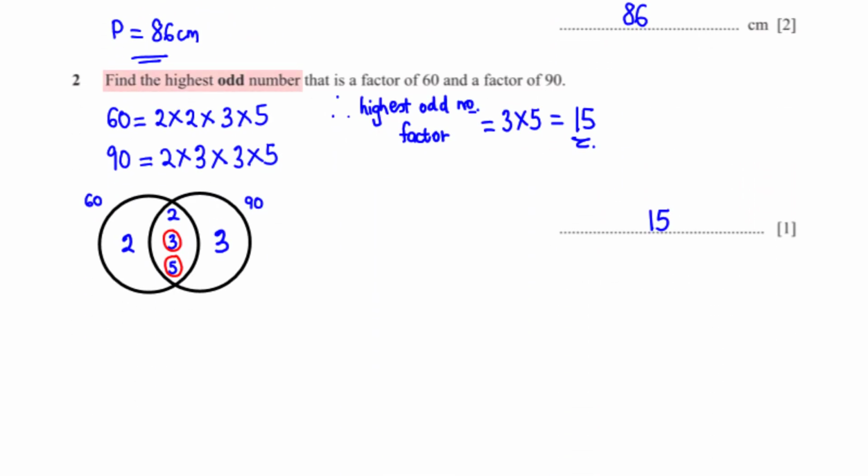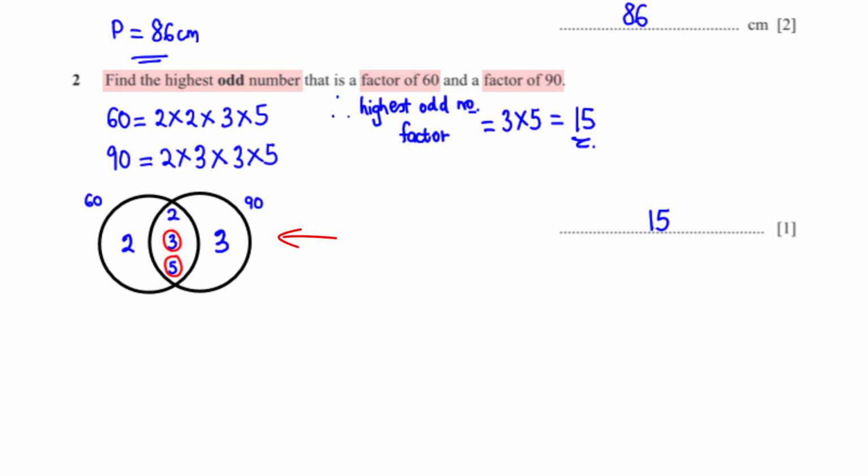Find the highest odd number that is a factor of 60 and a factor of 90. We first need to list the prime factors of 60 and 90. Then we map out these prime factors in a Venn diagram. In the overlap section of the Venn diagram, the product of any of the two numbers gives us a factor of 60 and 90. But in this case, we are looking for the factor that is the highest, and that is an odd number as well.